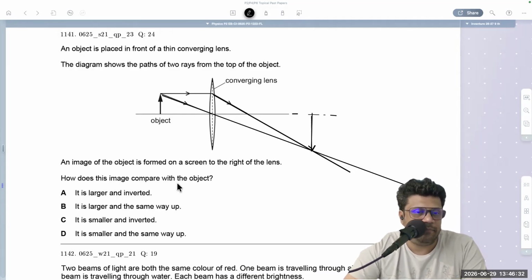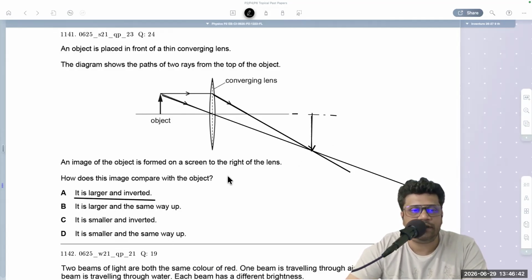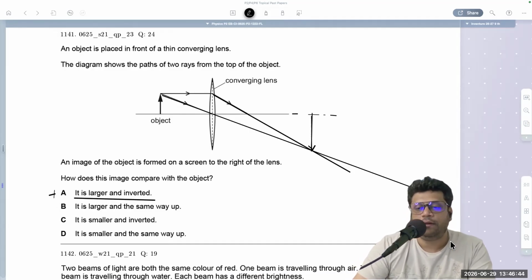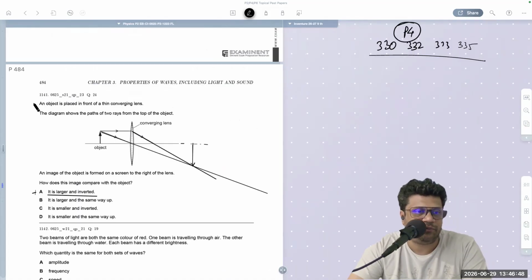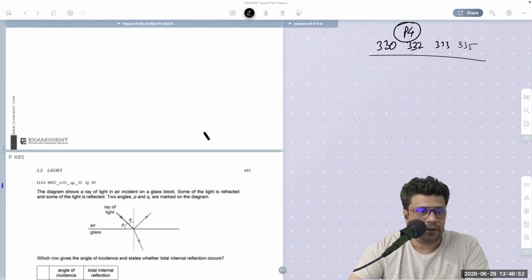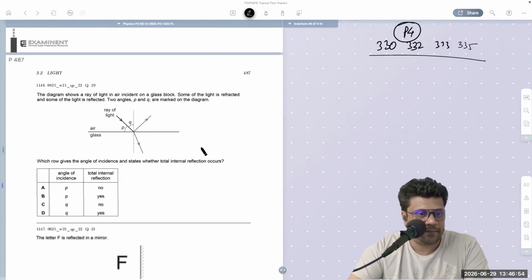How does this image compare with the object? It is larger and inverted. It is larger in the same way up. It is smaller and inverted. It is smaller in the same way up. Well, it is larger and inverted. Well, that's what it is. So answer A. So yes, direct application of the rules we were talking about. So that was 1141 from the P2 book. Let's go do some other questions.